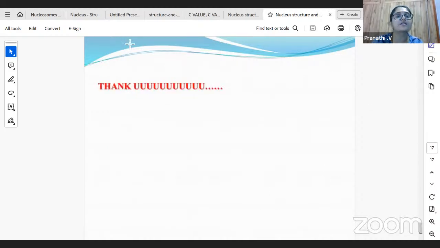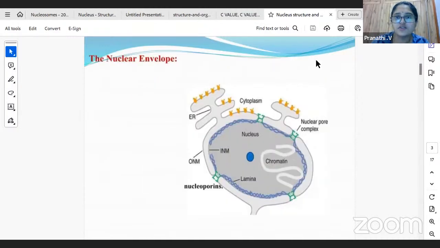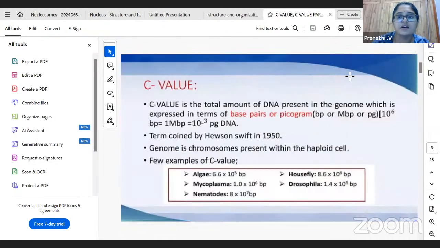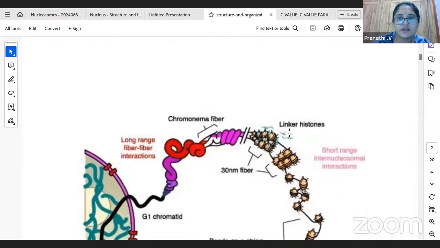So, this is the basic structure of the nucleus and nuclear envelope. Now, I will talk about, this will come later, the structure and organization of chromatin and chromosomes.